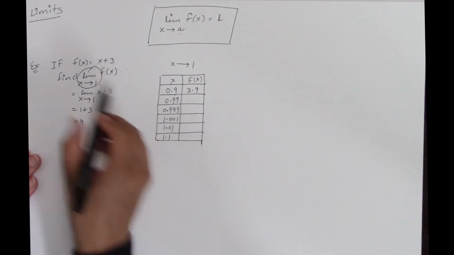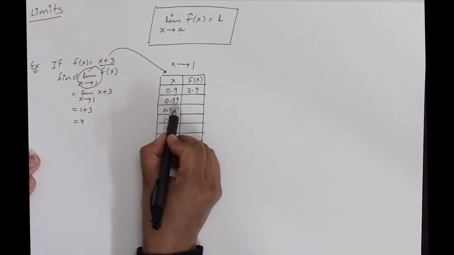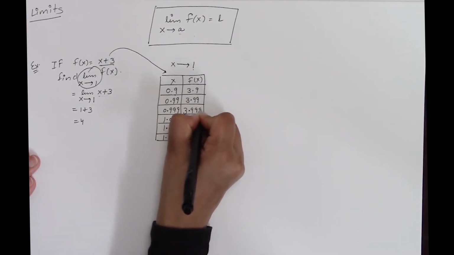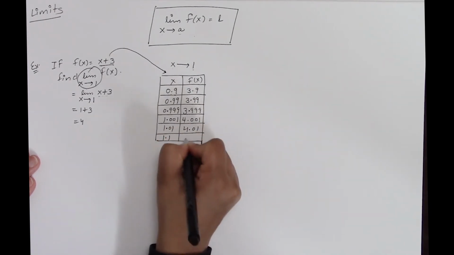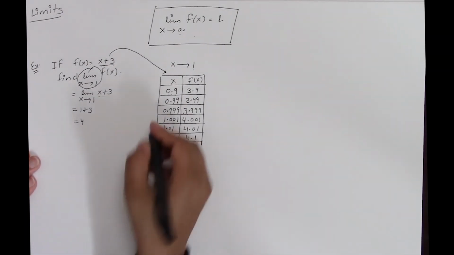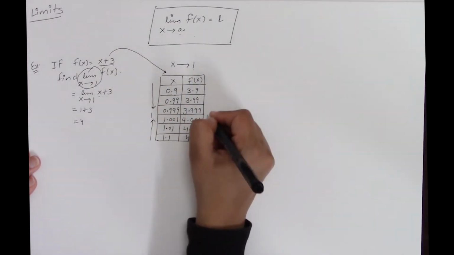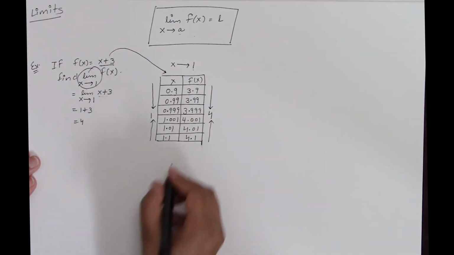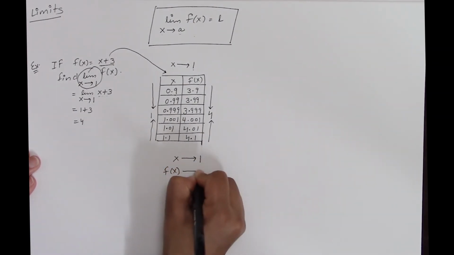Now when x is 0.9, f of x is 3.9 by putting the value of x in this function. When x is 0.99, f of x is 3.99, 3.999, next 4.001, 4.01, 4.1. Here we see when x is approaching to 1 from both sides, f of x is approaching to 4 from both sides. X is approaching to 1, then f of x is approaching to 4.